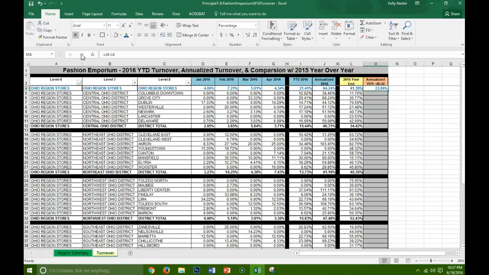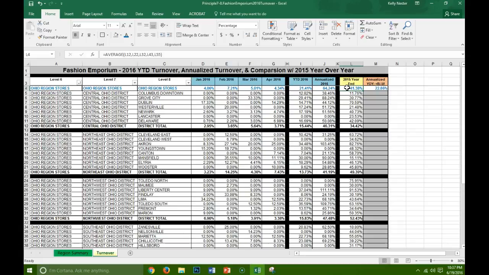So, my result for the Ohio Region stores in column M is 22.86%, a positive number. However, when we look at the cells for 2016 annualized turnover and the cell for 2015 year-end turnover, it's clear that at 64.24%, the 2016 annualized turnover number is higher than 41.38, the 2015 year-end turnover number.